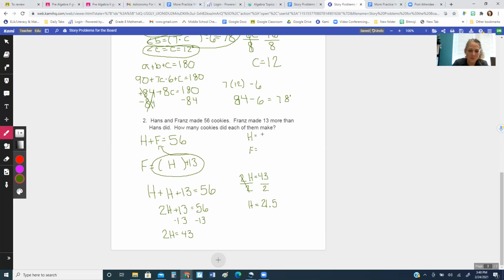Okay. So maybe he's making a cookie and he got halfway done and he walked away. Maybe he had to go to the bathroom. I don't know what's happening with this half of a cookie, but Hans made 21.5 cookies.